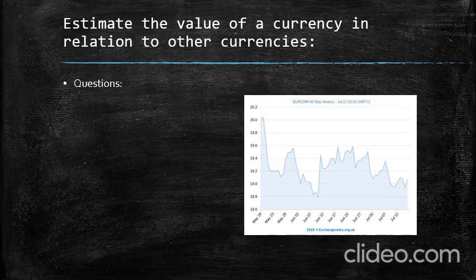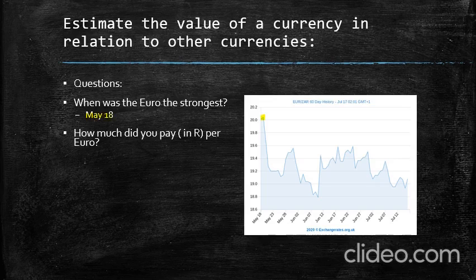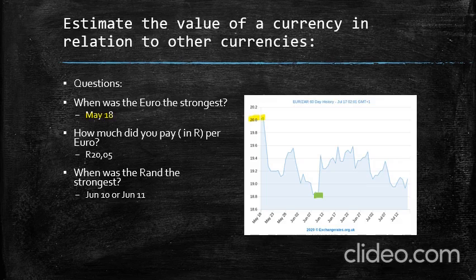Now, if we look at questions about this, when was the euro the strongest? So now we look for the highest point in the graph, and that's going to be over here. So it will be May 18th. How much did you pay in rands per euro during that time? And that would be about 20,01 or 20,05. When was the rand the strongest? So now we're going to look for the lowest point, and that's going to be June the 10th or June the 11th. You can see it's not quite on June the 12th. And then how much did we pay for it? It was 18 Rand and 80 cents.